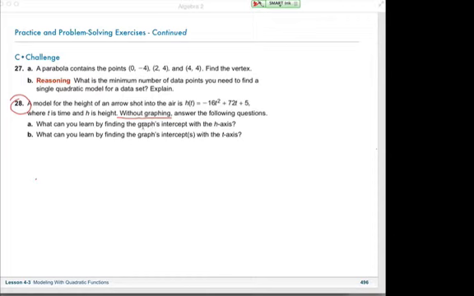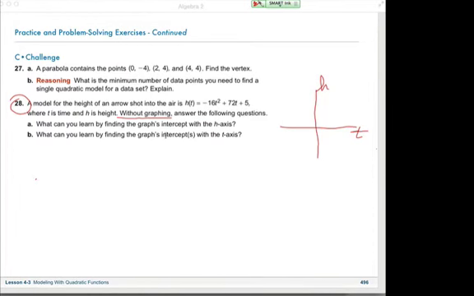What can you learn by finding the graph's intercept with the h-axis? Now remember, this is h of t. That's like saying f of x. F of x, f represents the y-axis, x represents the x-axis. So if we're talking about the h-axis here, sorry that's so crooked, that would be here. And since it's h of t, t is the independent variable, so that would go along what we normally call the x-axis. So think about, what could you learn by finding the graph's intercept with the h-axis, and how can you explain what that means?